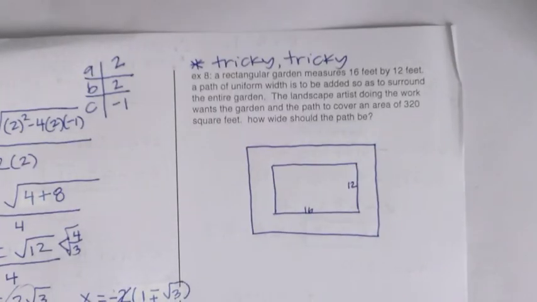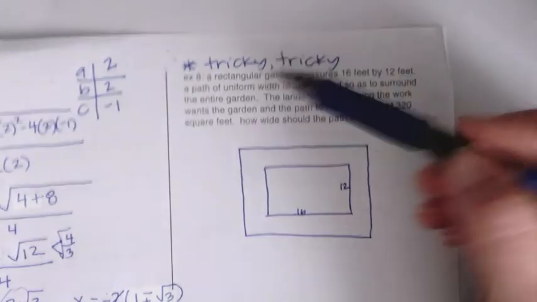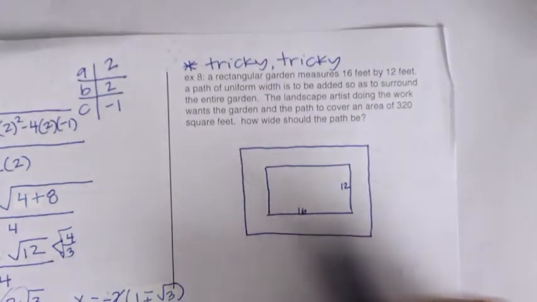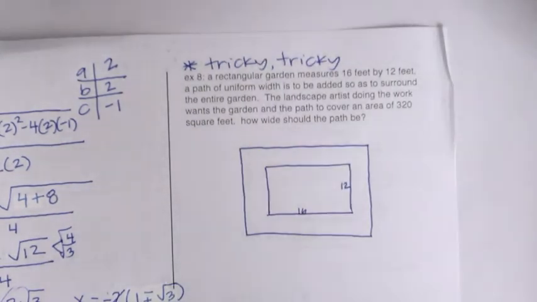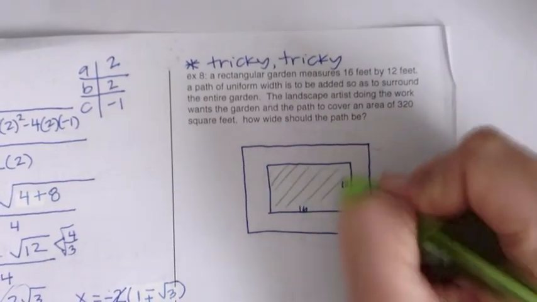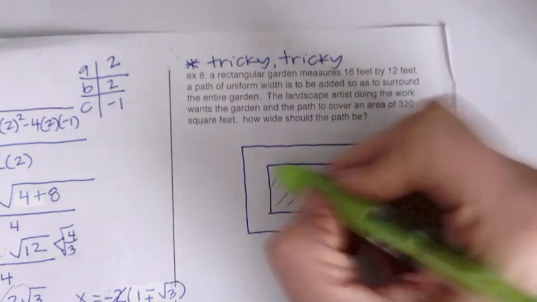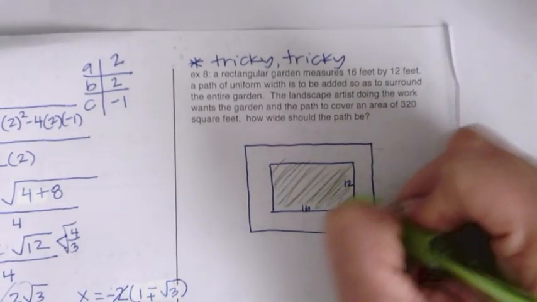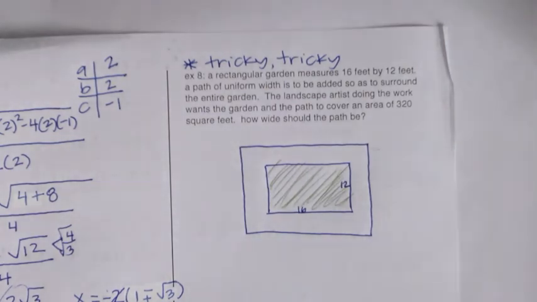the situations essentially. So a rectangular garden measuring 16 by 12 feet. So here's my rectangular garden. I'm going to shade it in green just so you can see the garden part. I don't know if that's coming up green, but it's a green pen. So there's my rectangular garden. Only that inner rectangle is the garden.